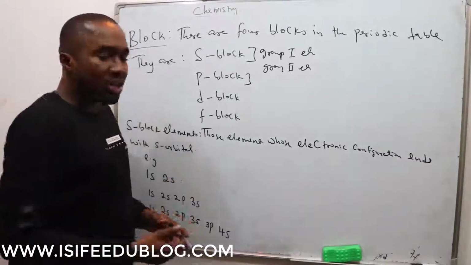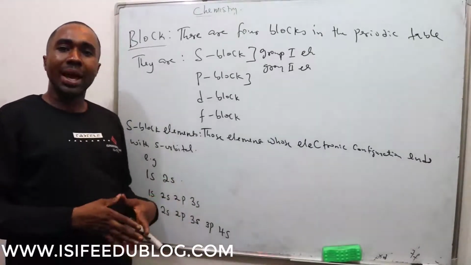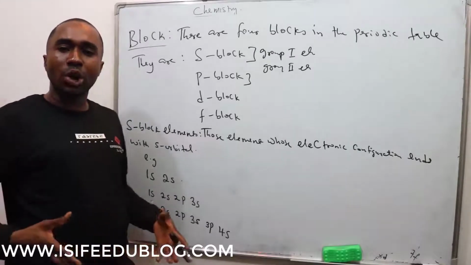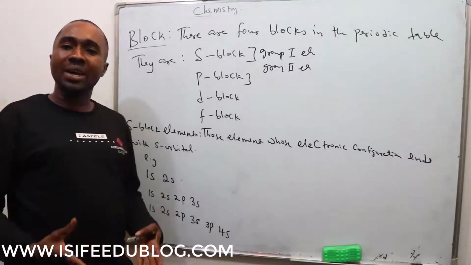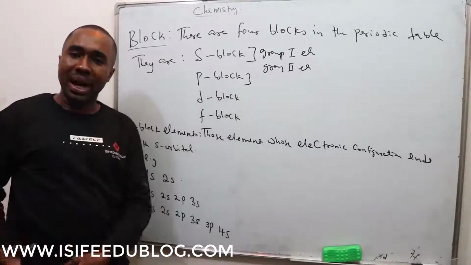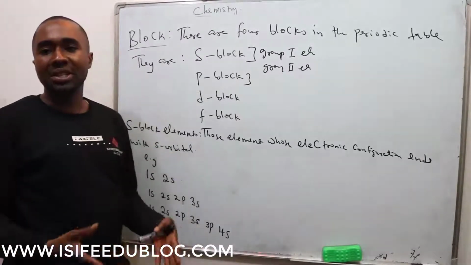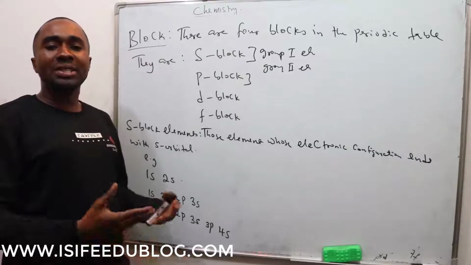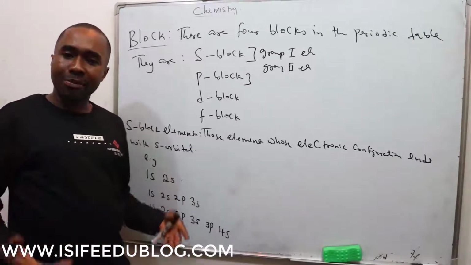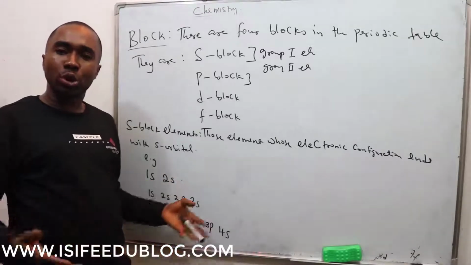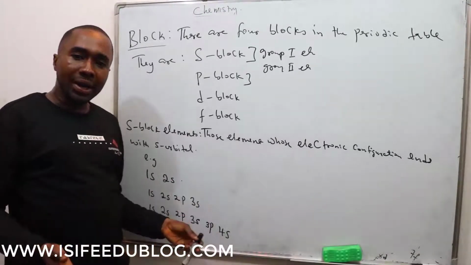So when the electronic configuration ends with a P orbital, the element becomes a P block element. When the electronic configuration ends with a D orbital, the element becomes a D block element. When it ends with an F orbital, the element becomes an F block element. That is how to know the block of an element.